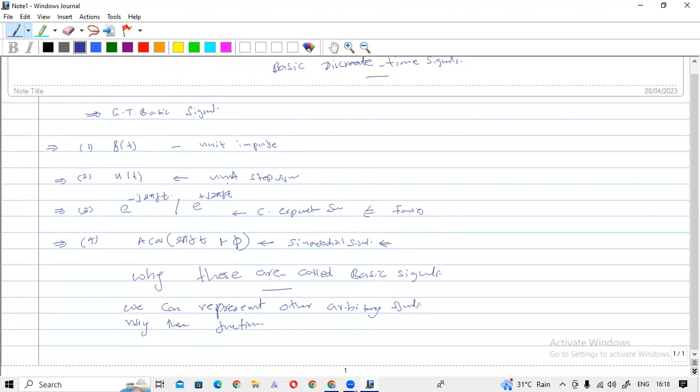In the same manner, the unit impulse signal and unit step signal can also be used to represent other signals. So that is the basic idea. You should have that one. Now we have to learn the discrete version of these signals. Actually, we are mainly focusing on the unit impulse signal, unit step signal, and sinusoidal signal here, not exponential signals.